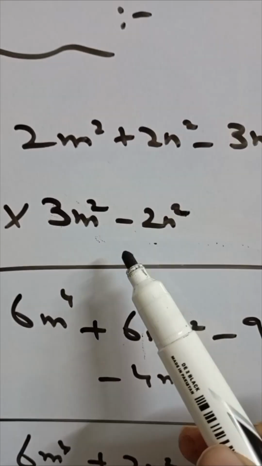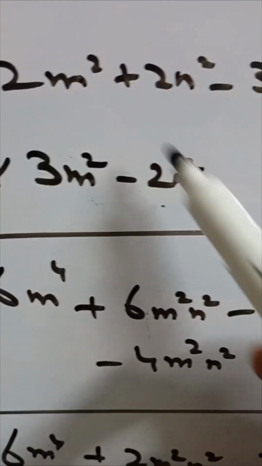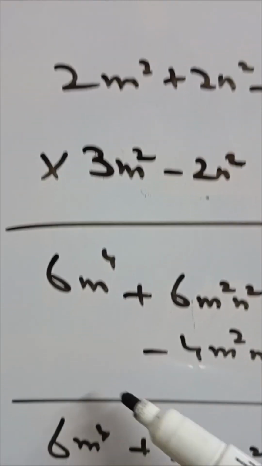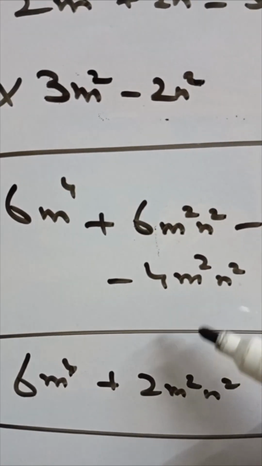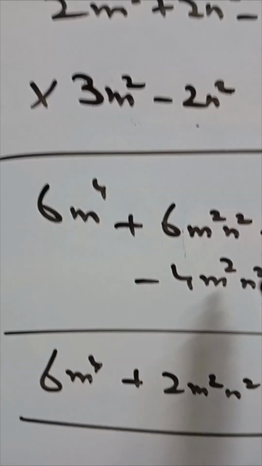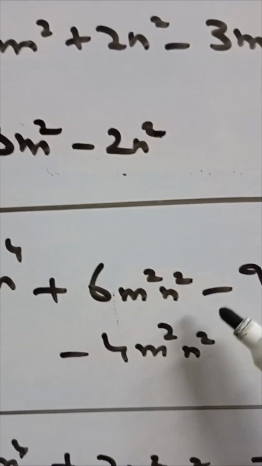Now we multiply minus 2m square with the whole term. 2 2s are 4, minus 4 m square n square. As you know, we will put it right behind the same variables. It's m square n square. So here we put minus 4 m square n square right behind 6 m square n square.